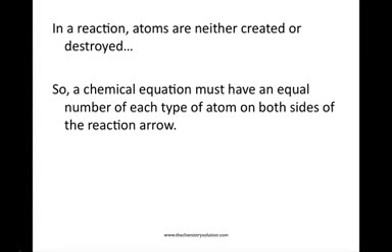In a chemical reaction, atoms are neither created nor destroyed, so this means that a chemical equation must have an equal number of each type of atom on both sides of the reaction arrow.